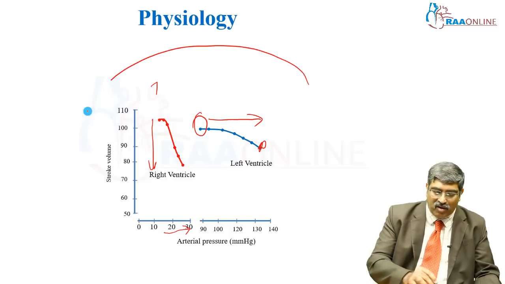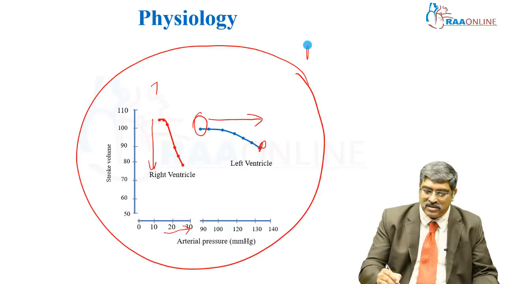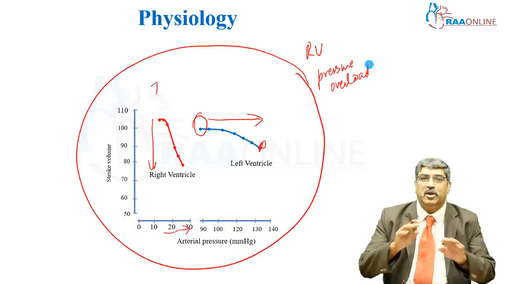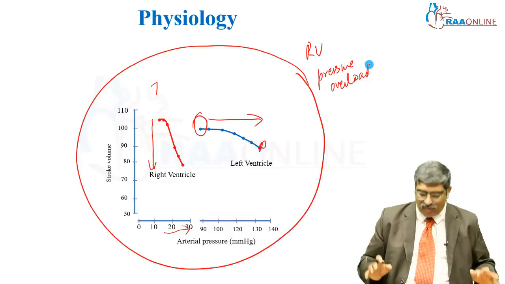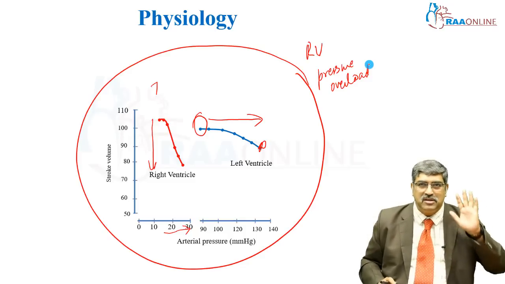The bottom line of this image is the right ventricle does not tolerate pressure overload. So, the more the pressure goes up, the right ventricle output is going to be affected. That you have to understand. So, you have to limit the PA pressure as much as possible.